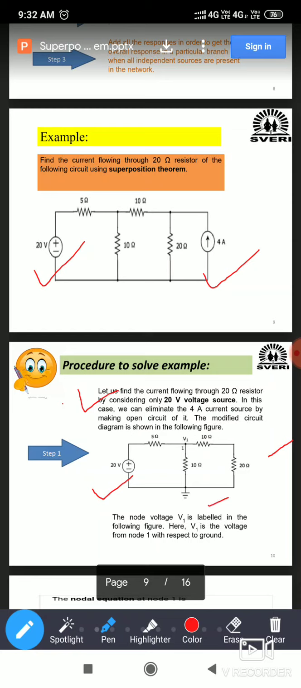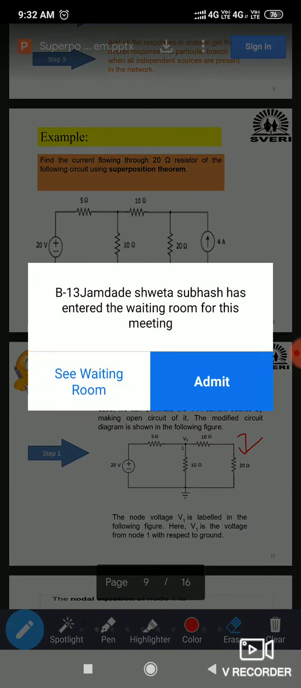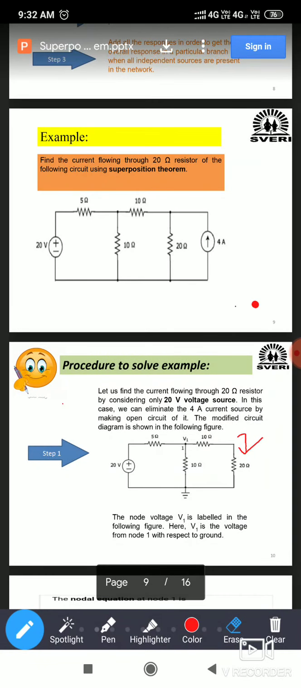Okay, so here the circuit looks very simple. Here we are going to find out the current passing through this 20 ohm resistor. Do you understand? So this 20 ohm resistor we are focusing on. Here we have many options. What are the options? Either you can use KVL, KCL, or you can use current division. But if you observe the circuit, nodal analysis is the best way to find out the current passing through the 20 ohm. So nodal analysis we can apply now.